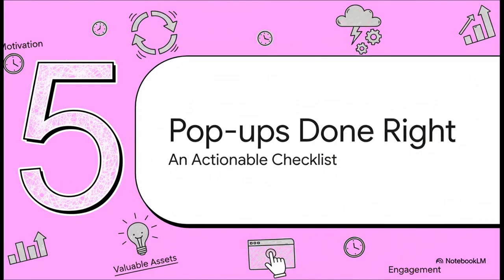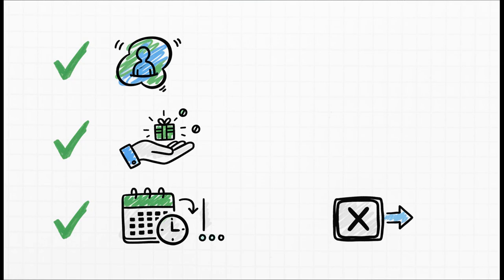Okay, so we have our formula: motivation, ability, and a well-timed prompt. Now let's put it all together into a really clear, actionable checklist for creating pop-ups that people don't just tolerate, but that they might actually welcome. All right, here we go. Here are the do's. Do: personalize the content based on what that user is actually doing. Do: offer real value first before you ask for anything in return. Do: cap the frequency so you're not bombarding people. And for goodness sakes, do make dismissing it super easy and intuitive.